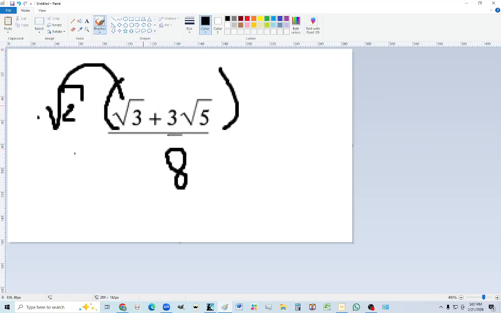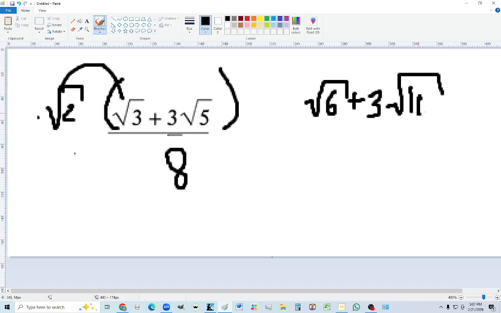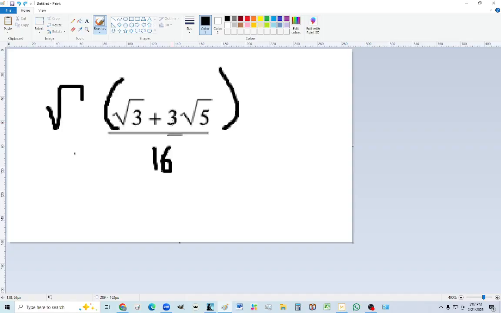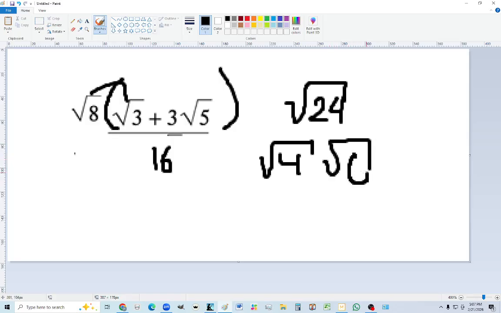Then up top, 2 times square root of 3 is square root of 6. Plus 3, 2 times the square root of 5 is square root of 10 over 8. This is a little easier to do than where I was going. Where I was going would have taken longer. Square root of 24 can be rewritten as 4 times the square root of 6, which is 2 times the square root of 6.